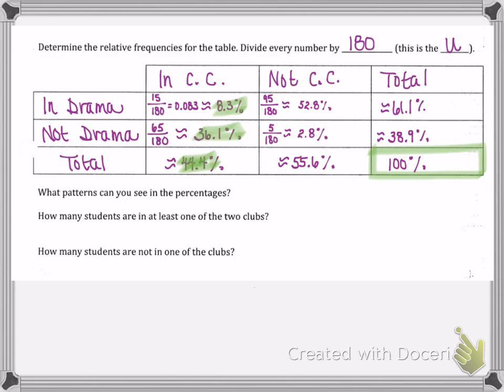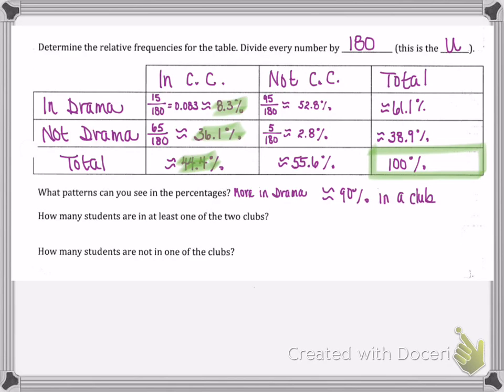For the bottom questions, it says, what patterns can you see in the percentages? Well, hopefully you notice that there are more students in drama. And if you take a look at the two percentages there, we've got 52.8 and 36.1. So this is about 90% in a club. Those are the students that are involved in drama or computer club. So a lot of students are involved in clubs. How many students are at least in one of the two clubs?